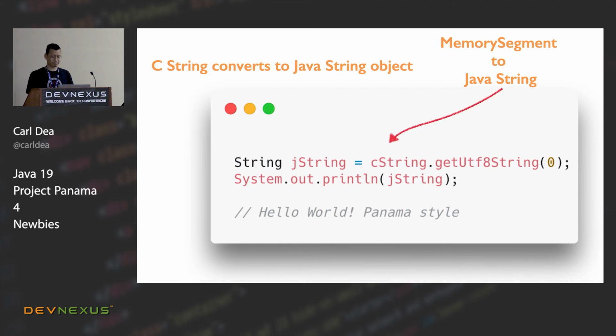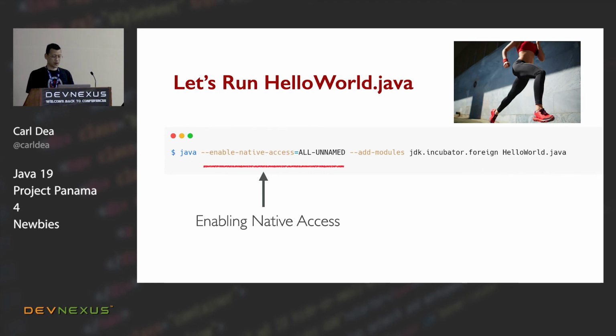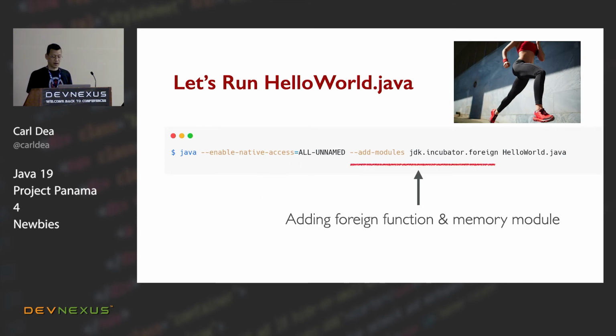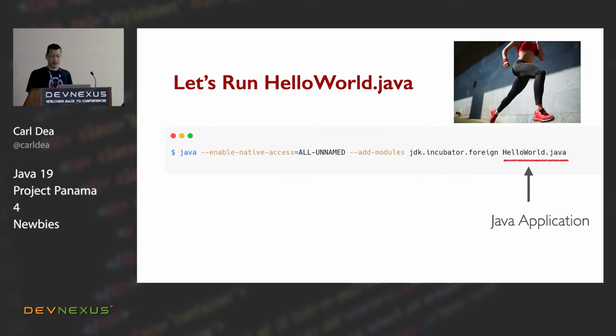So how do you run it? You saw the main, you saw the scope, and now you have the allocator, and you've just built your printf. Now you just want to run it, and here you have to enable this. It's called enable-native-access, ALL-UNNAMED. It's probably the unnamed modules. And then you have to add the module jdk.incubator.foreign, and then the application.